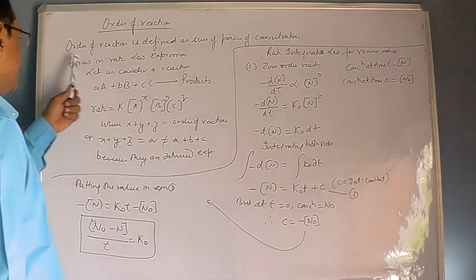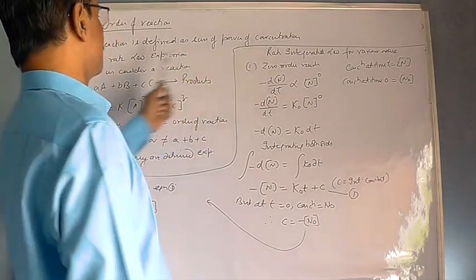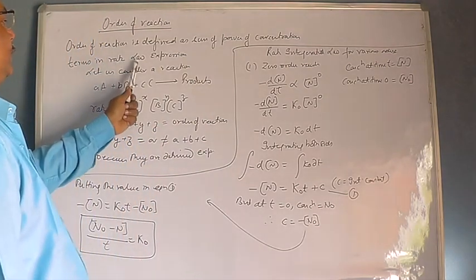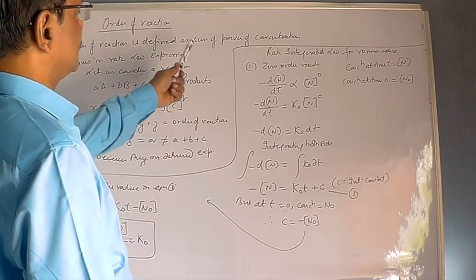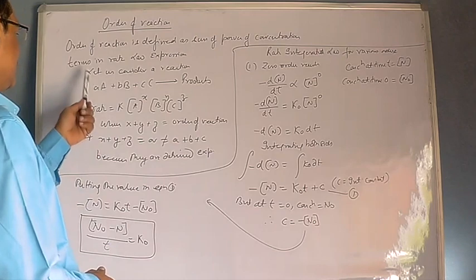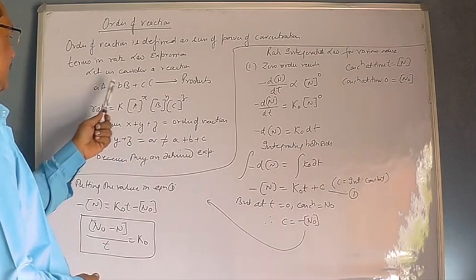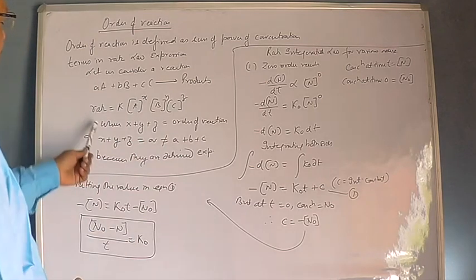What is the definition? Order of reaction is defined as the sum of powers of concentration terms in the rate law expression. So class, let us consider a reaction A + B + C giving products. So I am writing the rate law.